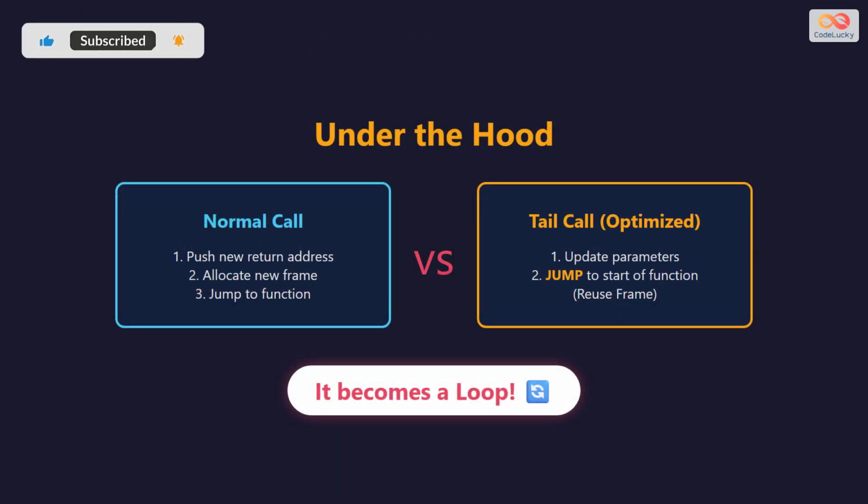Under the hood, this changes everything. Normally, a call means pushing a new frame and jumping. But with TCO, since we don't need the current frame anymore, the compiler just updates the function parameters and jumps back to the top of the same function. It effectively turns your recursion into a loop.